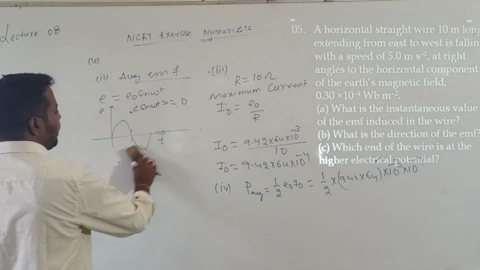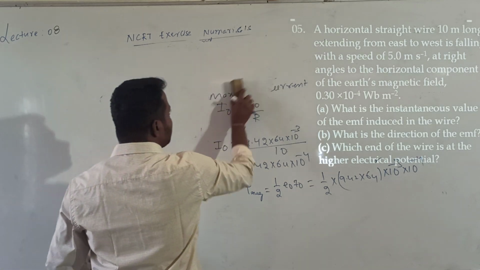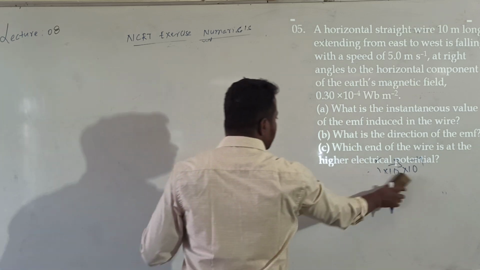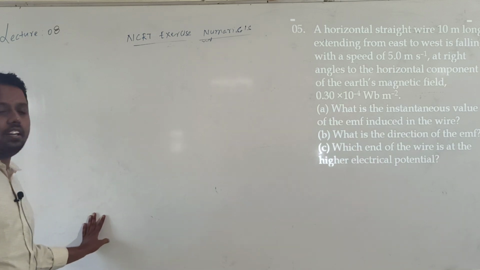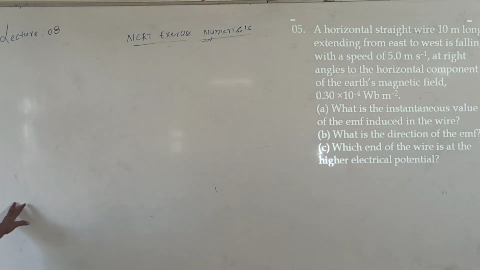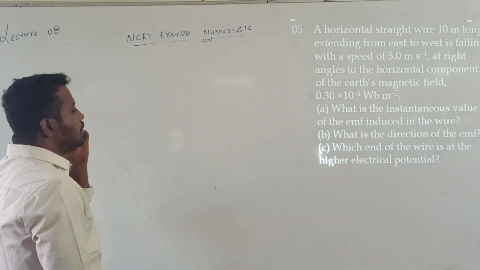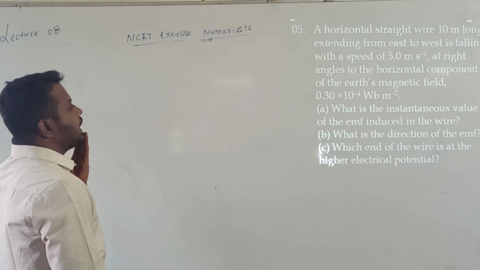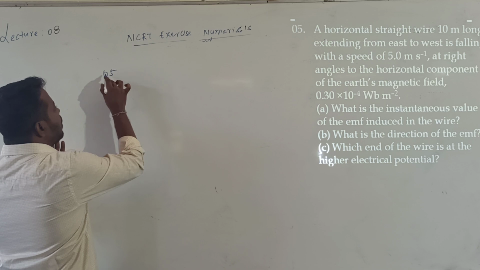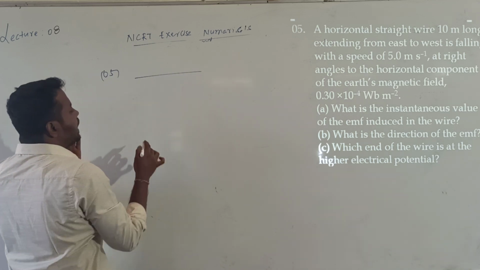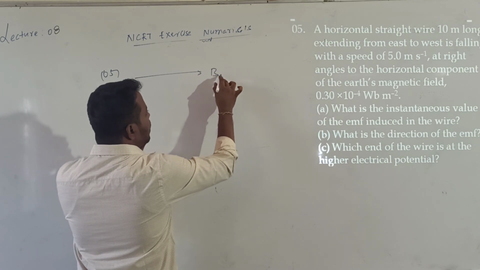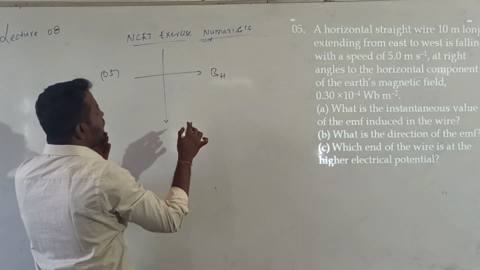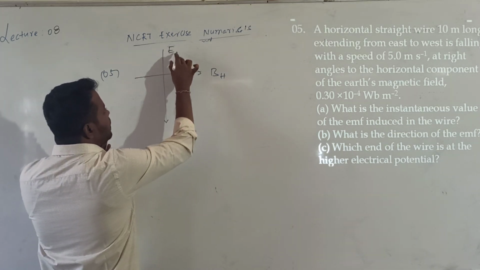Now question number 5. What is this question they have given? In this question number 5, a horizontal straight wire of 10 meters long extending from east to west is falling with a speed of 5 meters per second, at right angle to the horizontal component of the earth's magnetic field. So the earth's magnetic field in the horizontal direction, this is the magnetic field direction, let me call it BH. Now one wire is extended, and the wire is falling in this direction. Let me call this the east west direction.